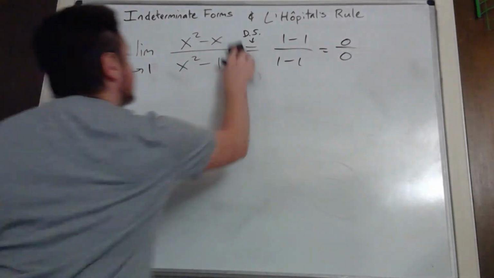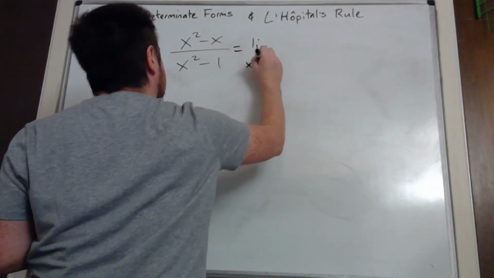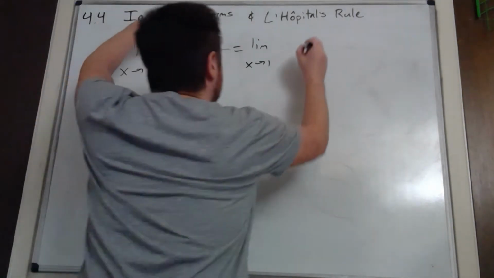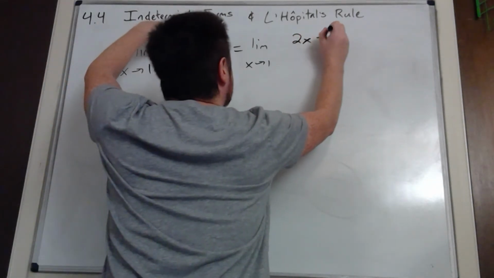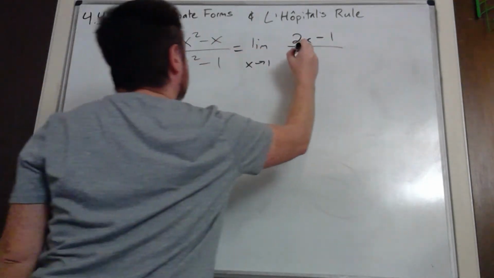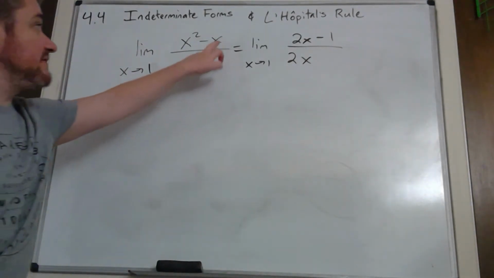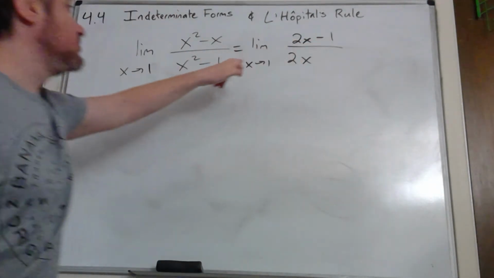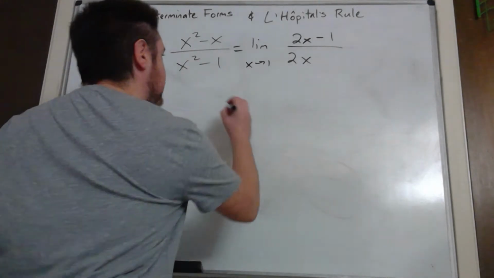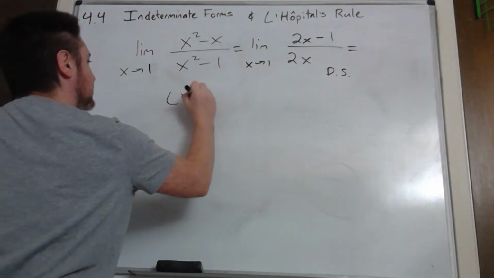So L'Hopital's would say that this limit is equal to the limit as x approaches 1 of the derivatives of both of these things. So I'm going to get 2x minus 1 up top, and just 2x in the bottom, right? Because the derivative of this x gives me the 1. The derivative of this constant is a 0. So that's what we get. And now can I try direct substitution from there? So this was an application of L'Hopital's.